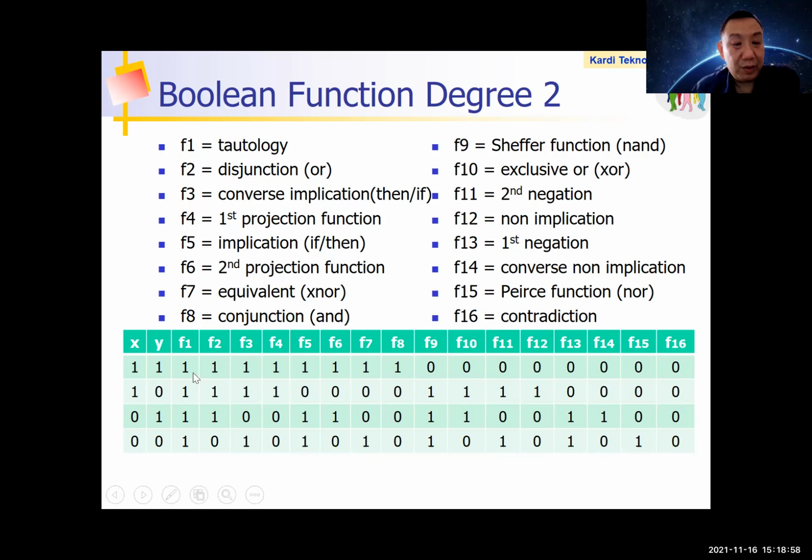Right? Why? Because you look at the input. The input is 1, 1, 0, 0, and then 1, 0, 1, 0, exactly. And F2 will produce the pattern of OR. Right? So F8 in here will produce the pattern of AND. And so on. So these are the 16 Boolean functions of degree 2. What's the meaning of degree 2? Two variables. So up to here, is it clear?